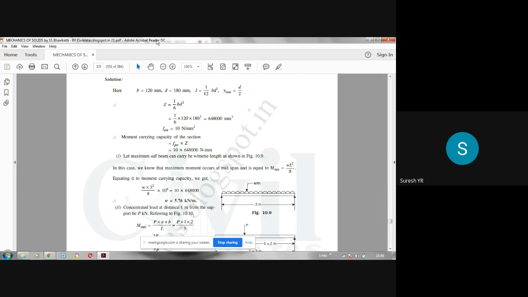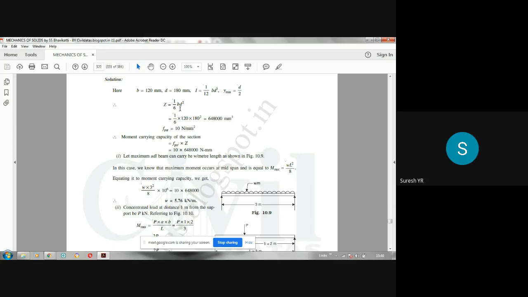So to calculate the moment carrying capacity of the section, we need the value of Z, because the formula for moment carrying capacity, or moment of resistance, of the section is F permissible into Z. That is, permissible stress multiplied by Z. Here, the Z value for a rectangular section is BD square by 6, that is I by Y max. So once you know I and Y max, you can calculate the value of Z.